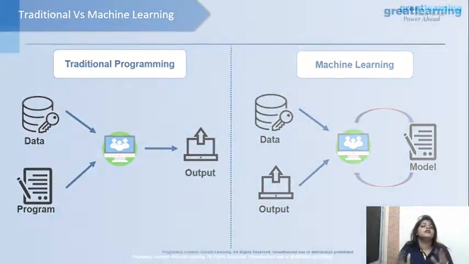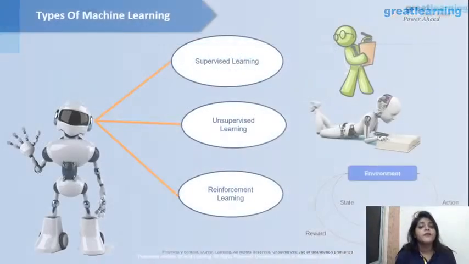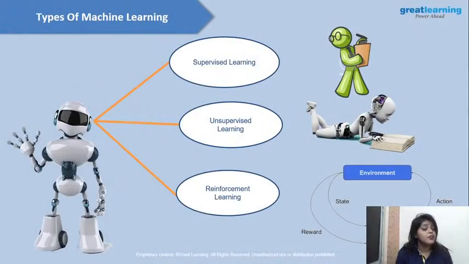So this is how these two are different. Okay, so now if we talked about the types of machine learning, we have basically three types: one is supervised learning, one is unsupervised learning, one is reinforcement learning. What do you think? What is supervised learning?